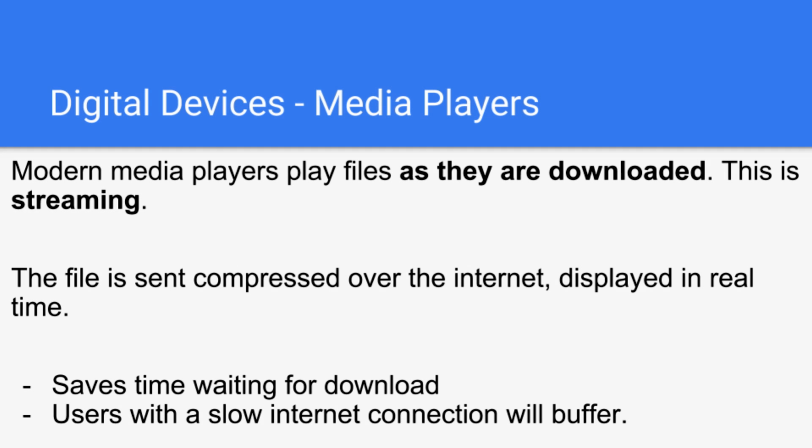Modern media players can play files as they are being downloaded. This is called streaming. The file is sent in a compressed form over the internet and displayed to the user in real time as it is being downloaded. This has advantages and disadvantages. For example, it saves time as users don't have to wait while the video is being downloaded, but it can also be a disadvantage because users with a slower connection will experience buffering.